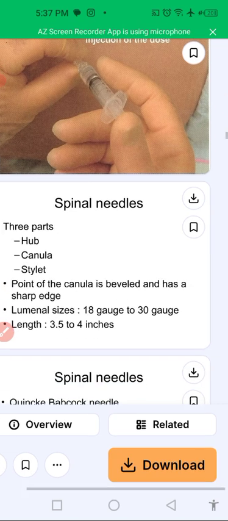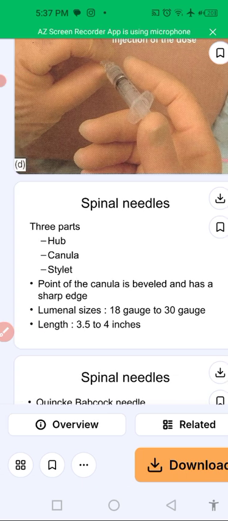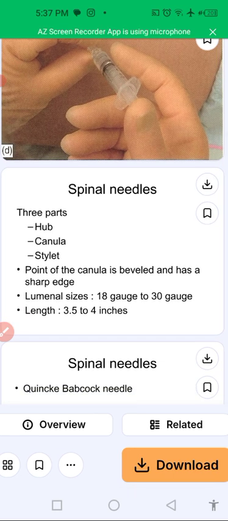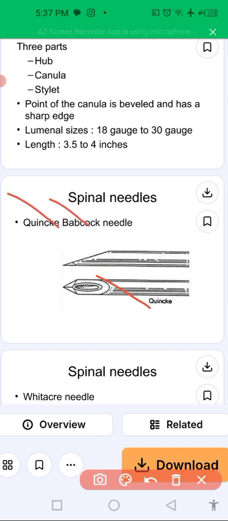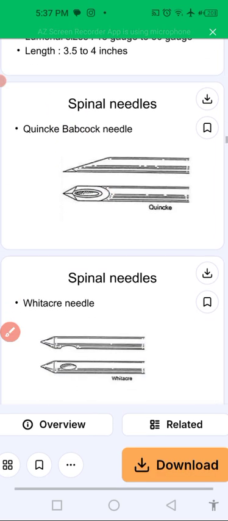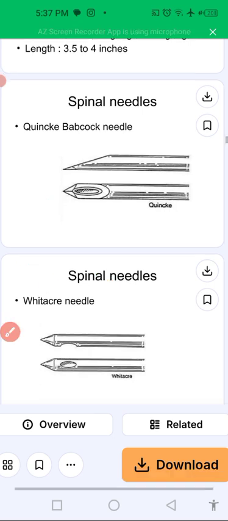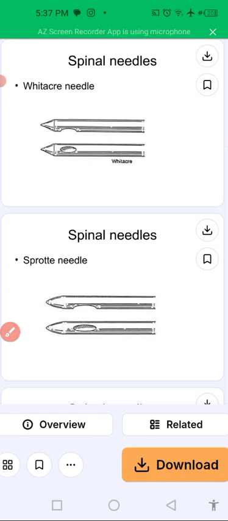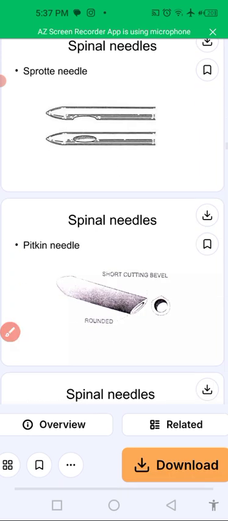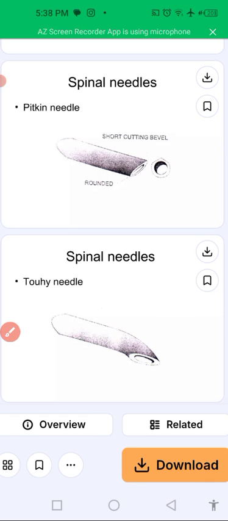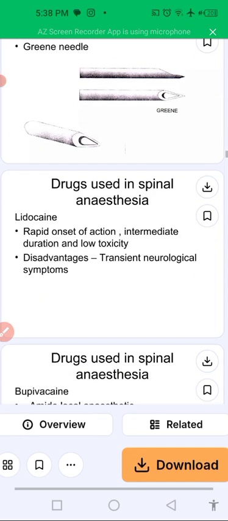Now different spinal needles have different parts. One is the hub, another is the cannula, and the third one is the stylet. The point of the cannula is believed to have sharp edges, and there is a certain length of the spinal needles. One is the Quincke needle, Babcock needle, and Whitacre needle, which have different openings. Next one is the Sprotte needle. Quincke, Whitacre, Sprotte, and then the Pitkin needle is also there. These are different types of needles which are used for spinal anesthesia.